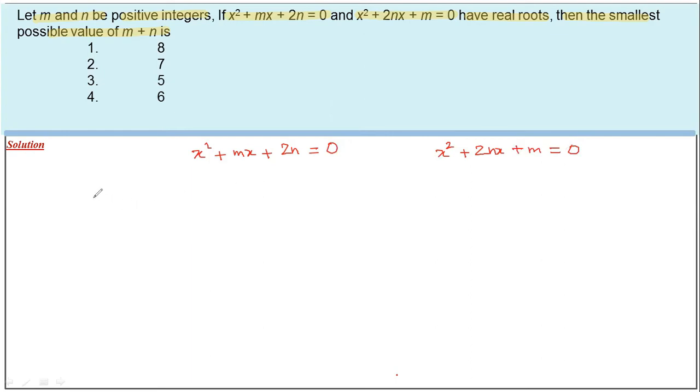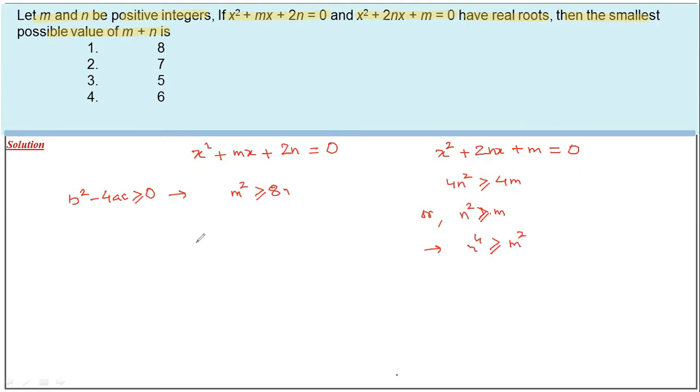Now since both have real roots, we have b square minus 4ac greater than or equal to 0. So which gives us m square greater than or equal to 8n and 4n square greater than or equal to 4m, or n square is greater than or equal to m. So that means n to the power of 4 is greater than or equal to m square.